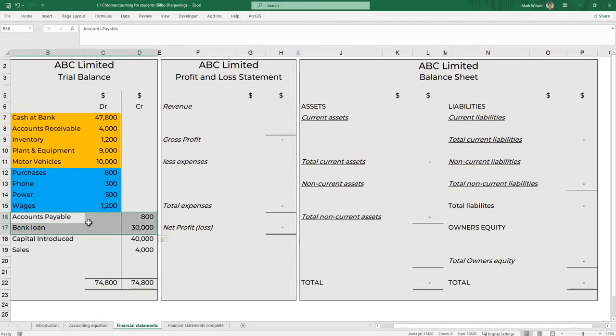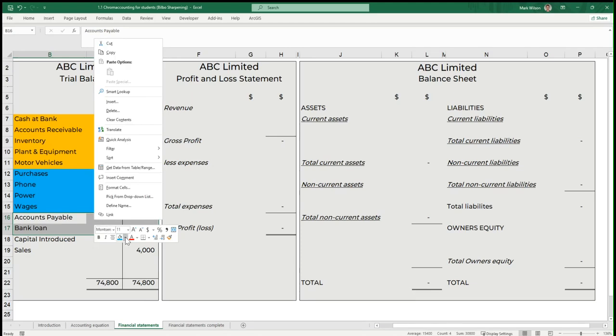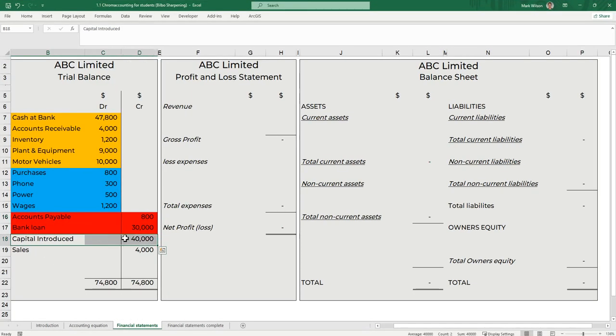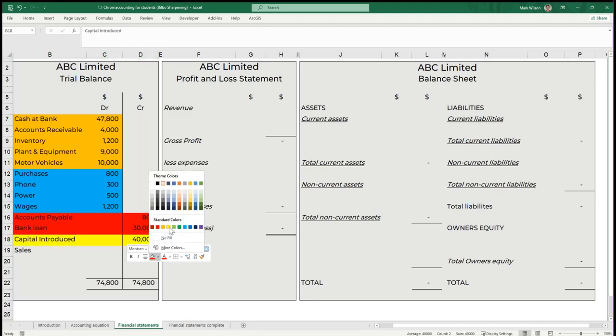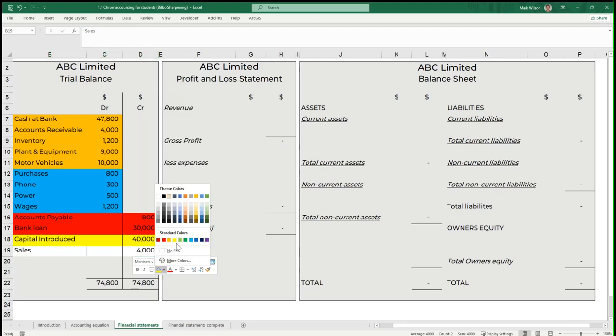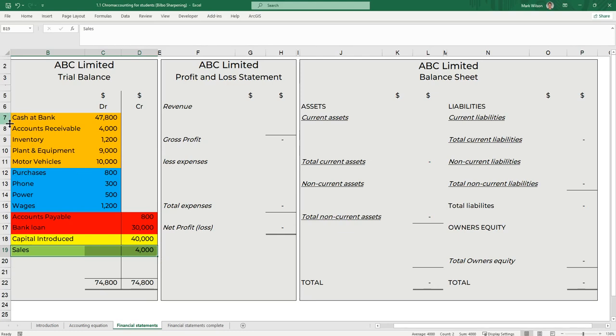Next two are liabilities, these amounts of money that I owe to outside parties. Colour them red. Capital introduced is yellow. And sales, money coming into us, is green.